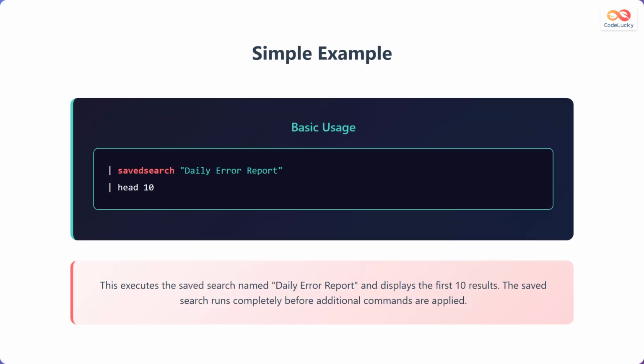Here's a simple example of how to use the savedsearch command. In this case, we're executing a saved search called daily_error_report, and then displaying the first 10 results. The command starts with | savedsearch "daily_error_report" followed by | head 10. The saved search runs completely first, executing all its defined logic, and then the head command limits the output to show only the first 10 results from that saved search.